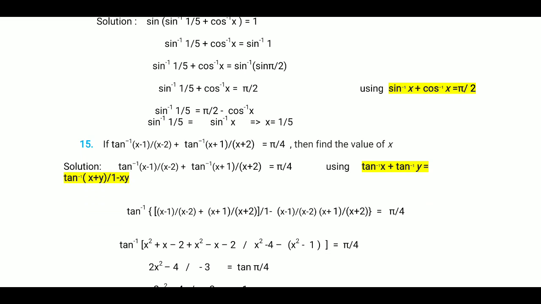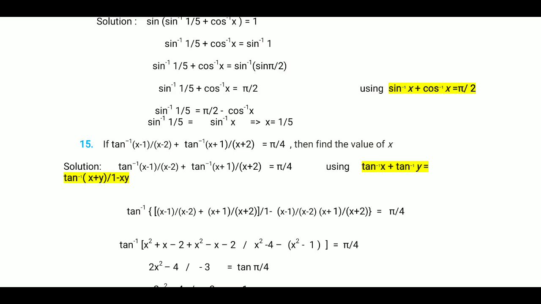Now the next problem is, if tan inverse (x minus 1 upon x minus 2) plus tan inverse (x plus 1 upon x plus 2) is equal to pi by 4, you have to find the value of x. Write this: tan inverse (x minus 1 upon x minus 2) plus tan inverse (x plus 1 upon x plus 2) is equal to pi by 4. Using the formula, we know that tan inverse x plus tan inverse y is equal to tan inverse (x plus y upon 1 minus xy). In place of x, there is x minus 1 upon x minus 2, and in place of y, there is x plus 1 upon x plus 2.